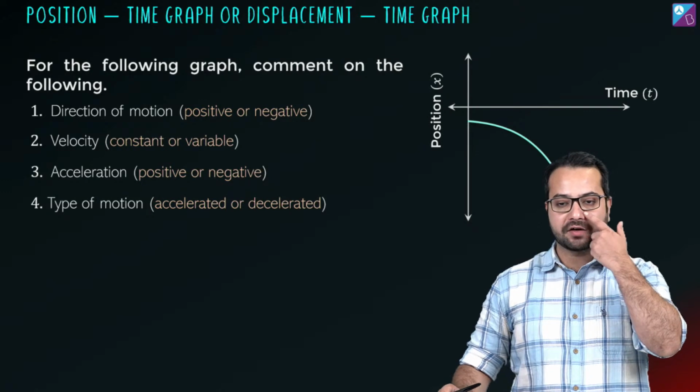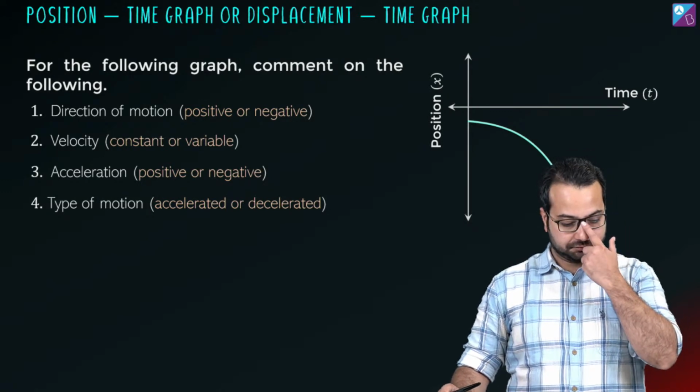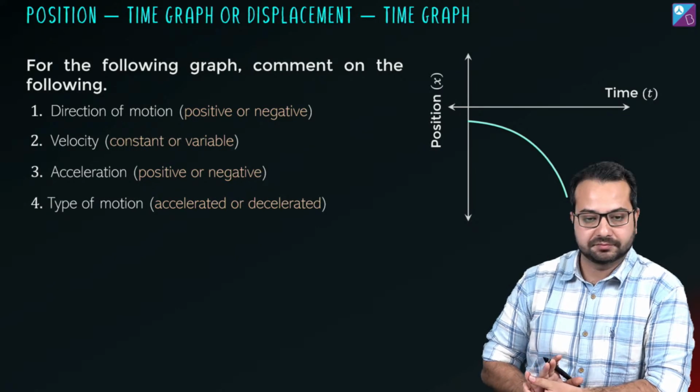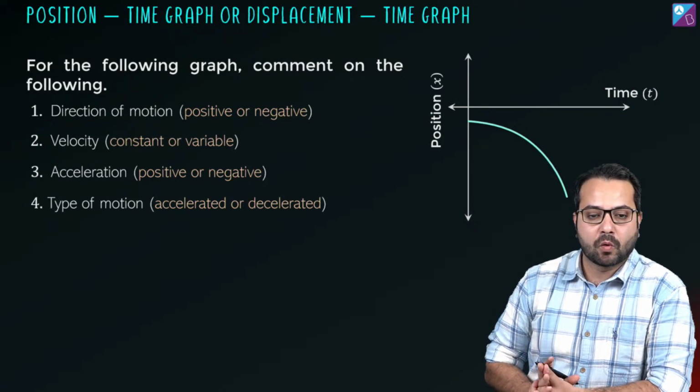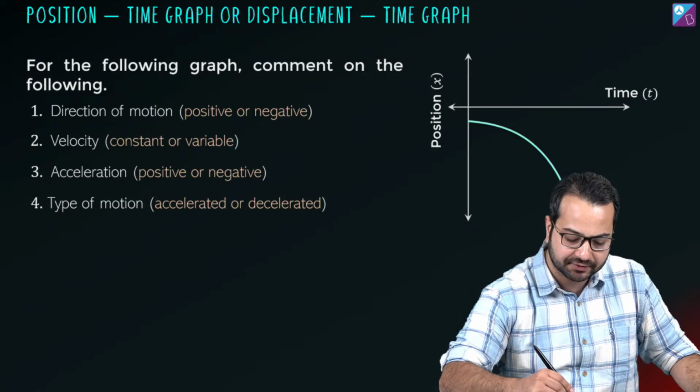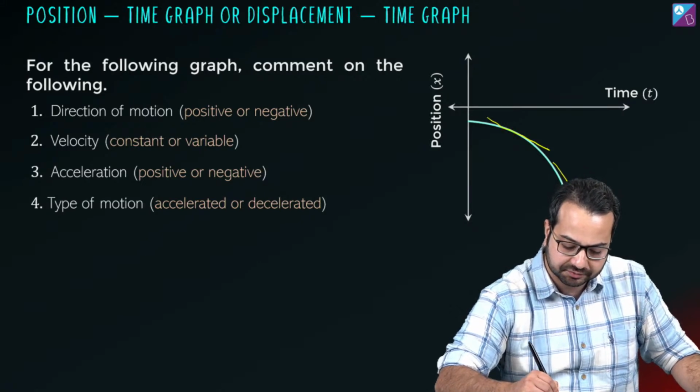Ab batao. Fatafat. What is the direction of motion? What is the direction of motion? Negative. What is the direction of motion in this case? Negative, negative. Excellent, guys. Excellent.